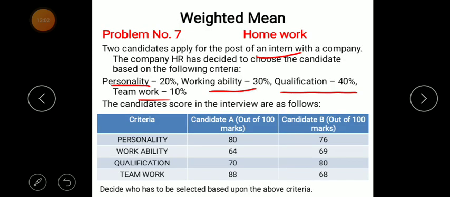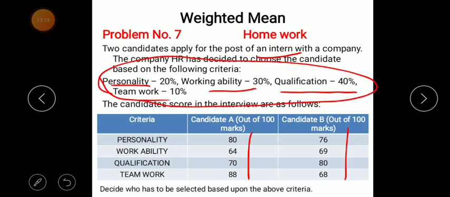One more problem I am giving as homework, that is problem number 7. I've just read out this problem. You can go through this. Now in this, candidate A's marks you know, candidate B's marks you know, but what are the weights given here? Okay, so you can say weight here. And candidate A x, candidate B x value. So what are the weights? You can directly say 20, 30, 40, 10. Take it directly if you want.